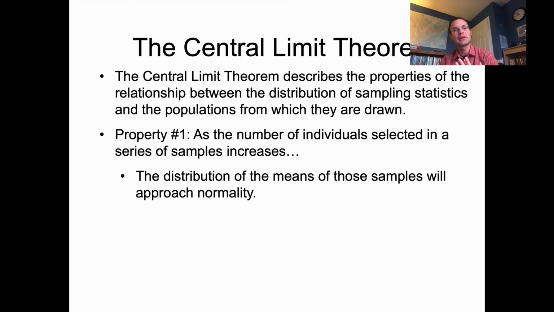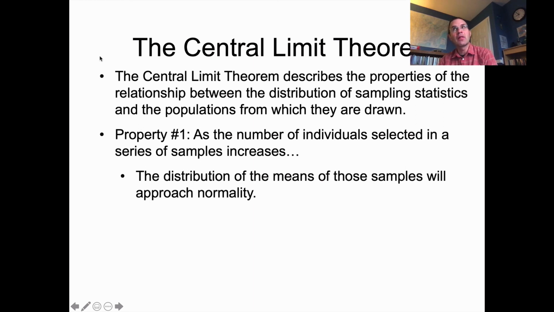So property number one described by the central limit theorem is that as the number of individuals selected in a series of samples increases, as n gets bigger, the distribution of the means of those samples will approach normality. So n here, number of individuals in a sample, that's a property of the sample itself, or any given sample. But then when I start to plot out the statistics of those samples into a distribution, a sampling distribution, we start to see this property emerge. So the distribution of the means of those samples will approach normality.